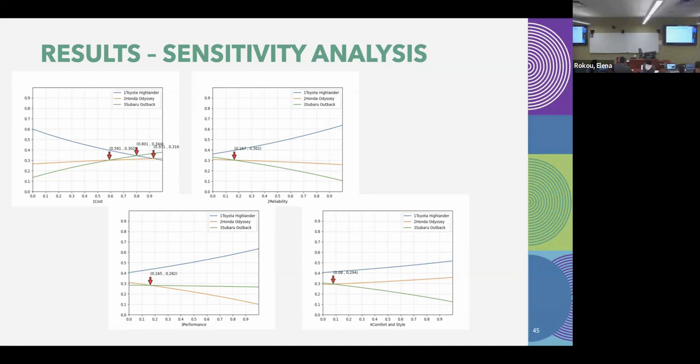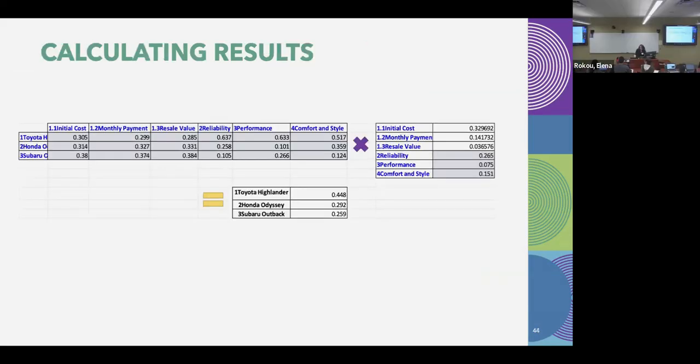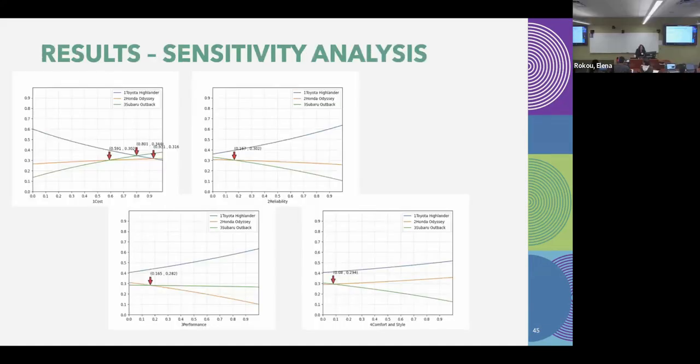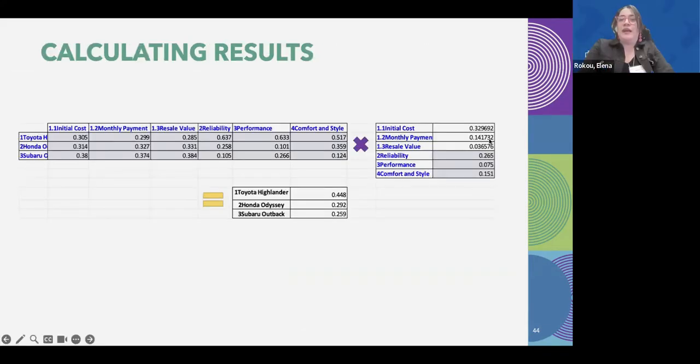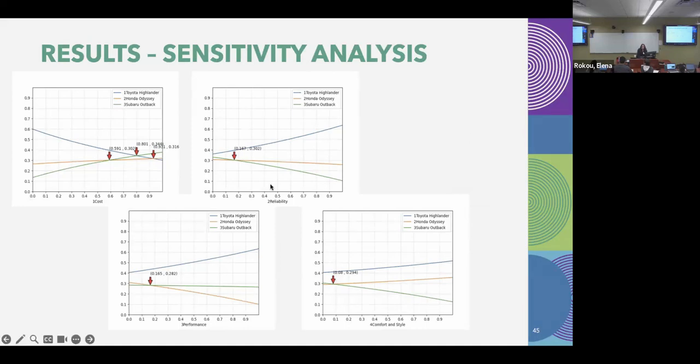And I do the same with reliability. I see a rank reversal, minor rank reversal. It's between the second and the third place. However, it happens at around, shall we say, 15%, because I'm not looking 16%. Well, actual priority for reliability, 26.5%. So we're talking about 10 points over.